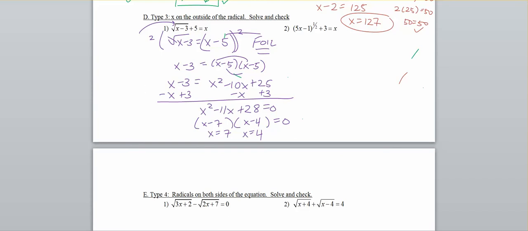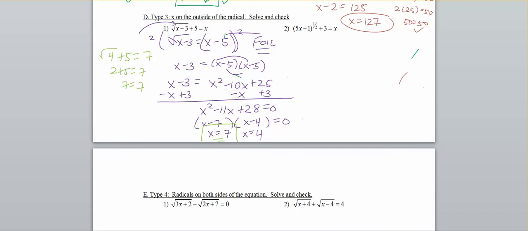Let's plug in 7. Let's check 7 in green. So we're going to say square root of 7 minus 3 is 4. Is that plus 5 equal to 7? Well, 2 plus 5 is equal to 7. So I know right now that x equals 7 is a solution.